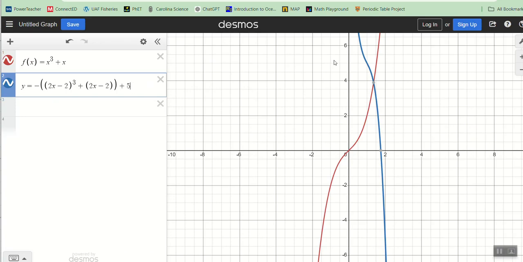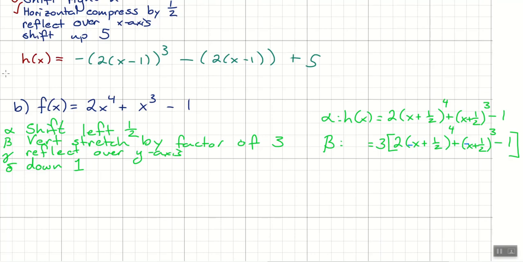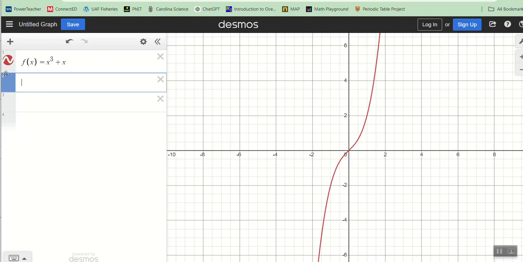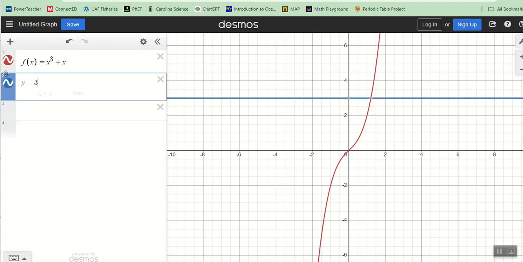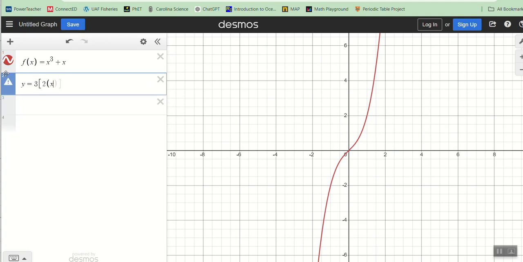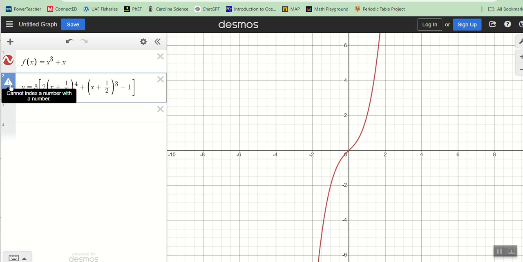Let's check. So we'll have this function. Can somebody read me what we just had? 3 times, gross. 3 times what? 2 times x to the power of 4, thank you. Plus the power of 3 minus 1. Okay. Why don't you like this? Cannot index a number with a number. Where did I index a number with a number?